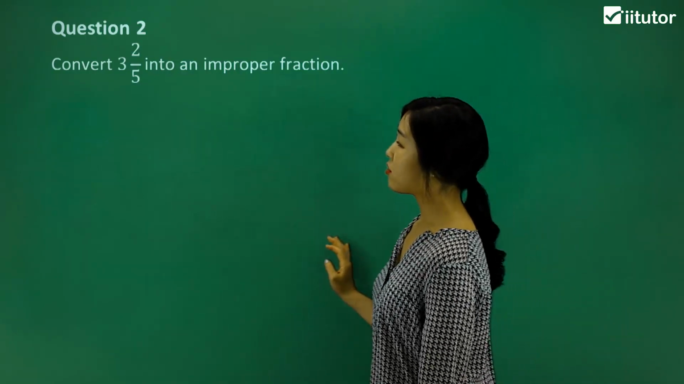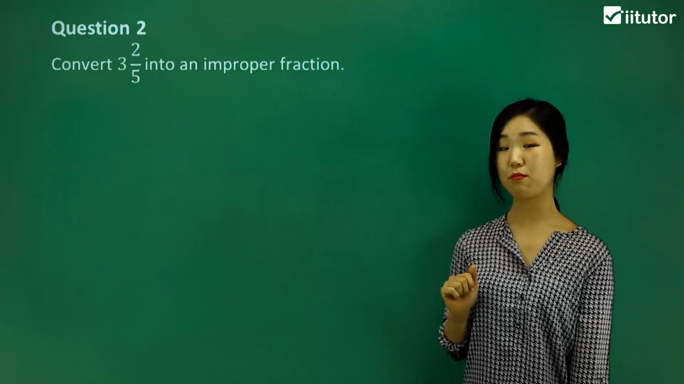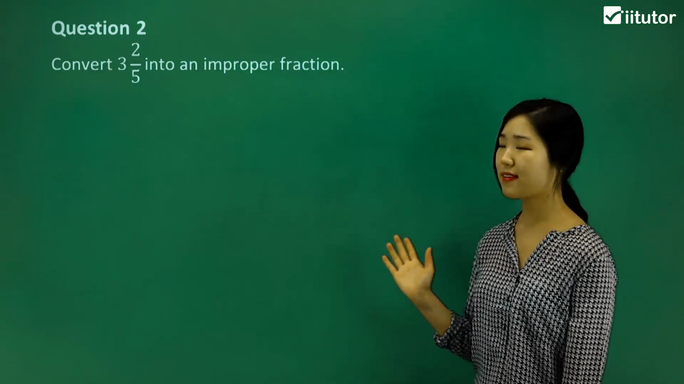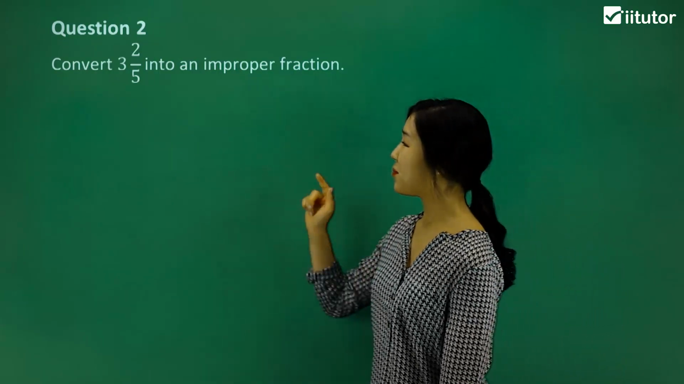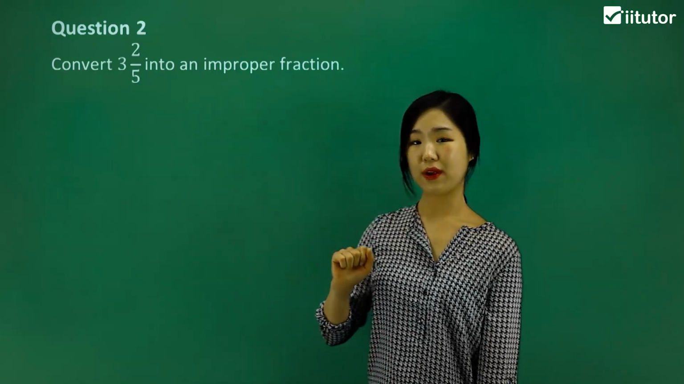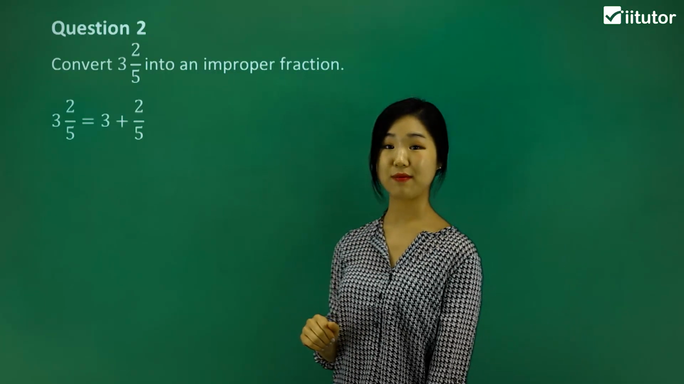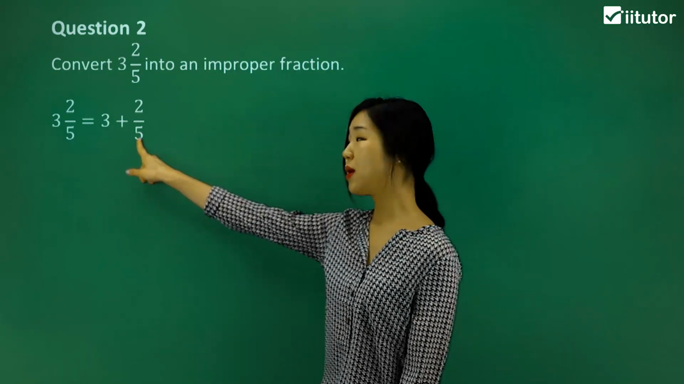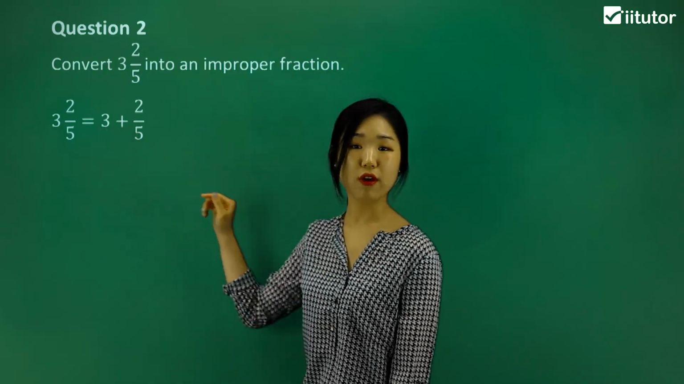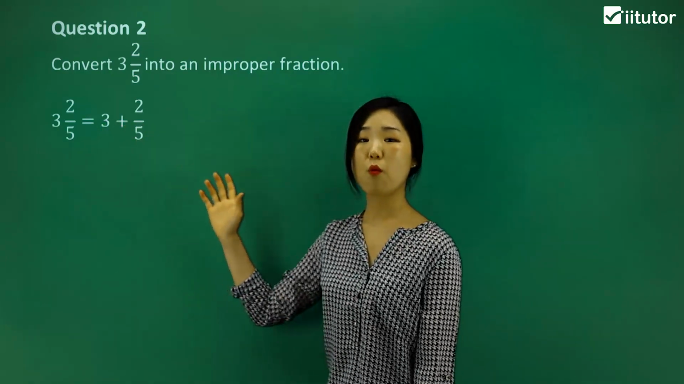Okay, it says convert 3 2/5 into an improper fraction. Again, it's in mixed form, isn't it? So we'll do the same thing as question 1. So hopefully you can remember the procedure. 3 2/5 is the same as 3 plus 2/5, isn't it? Yeah? And now, the denominator here is 5. So I want to make the denominator for 3 also 5.